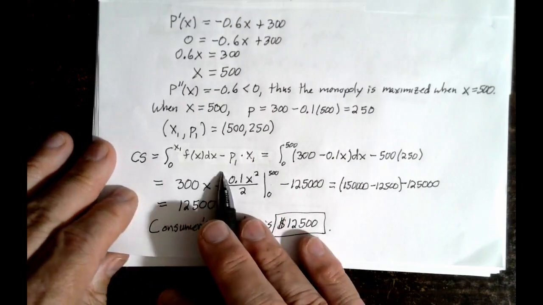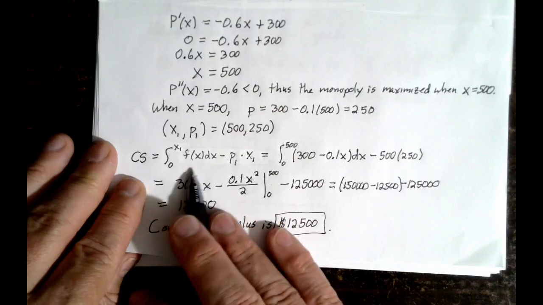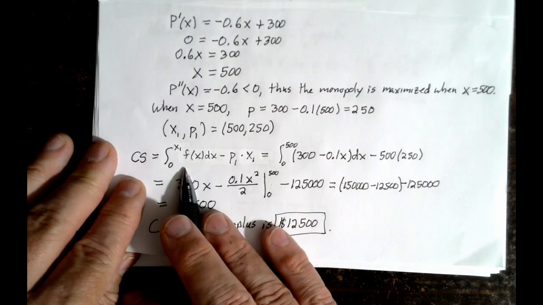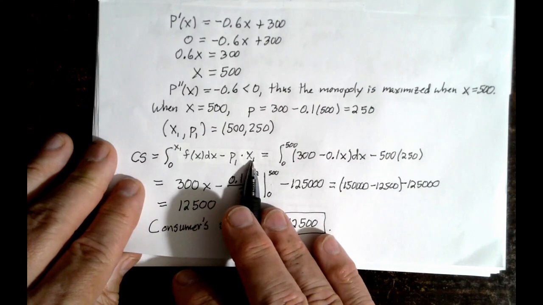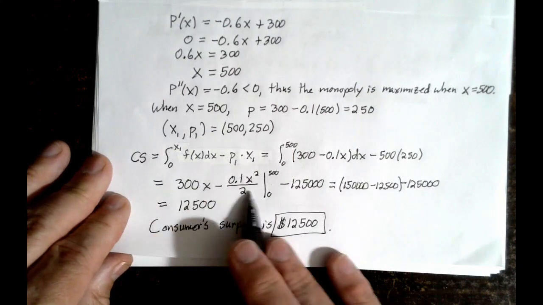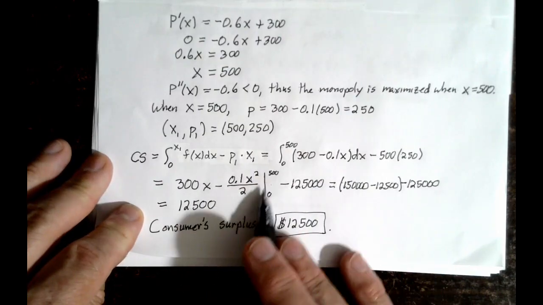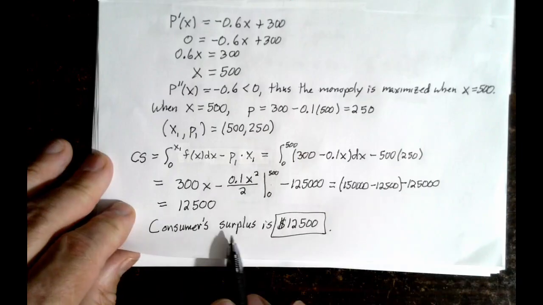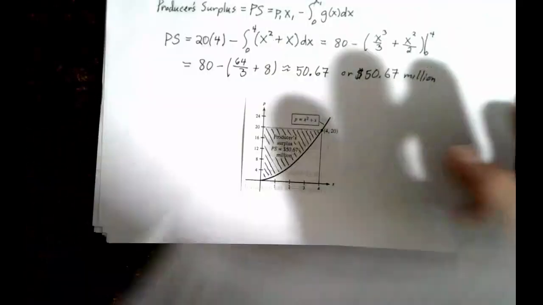So now you know your equilibrium point. And now you can figure out your consumer surplus because you plug in the demand function here, and you plug in your p and your x here, and you go from 0 to x. When you integrate that, you get these two terms here, and you plug in 500 and plug in 0 and do all the subtraction and combining, and you get 12,500.